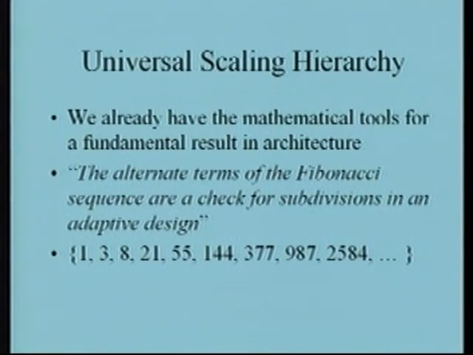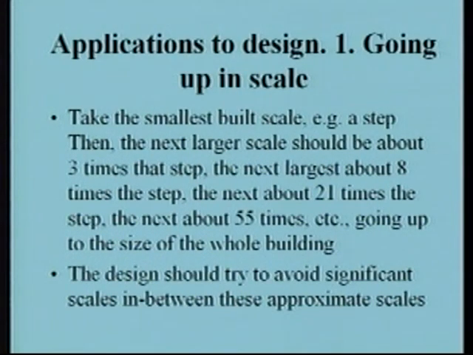In the Fibonacci sequence, we have a very nice tool. If we take the alternate terms of the Fibonacci sequence, we can use them as a check for subdivisions in an adaptive design. So I have taken every other term of the Fibonacci sequence that I showed earlier, and I get what is now also an infinite sequence with the numbers 1, 3, 8, 21, 55, 144. And I propose to use these as a check for subdivisions in an adaptive design.